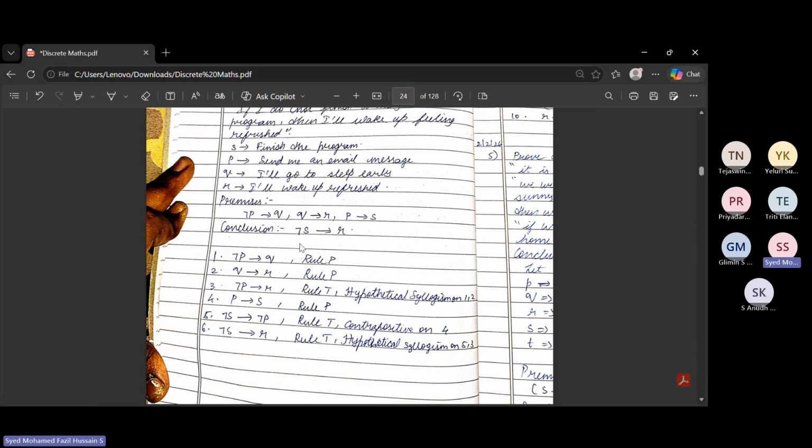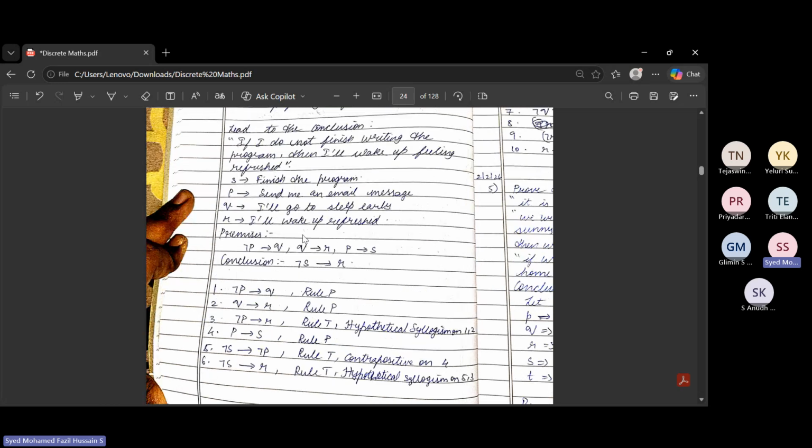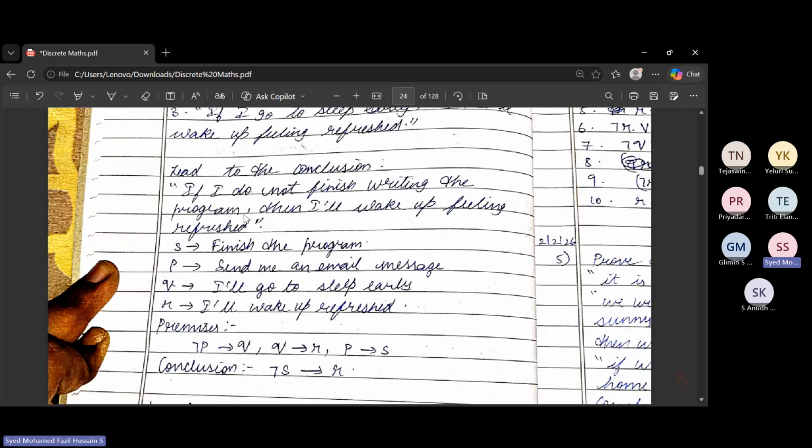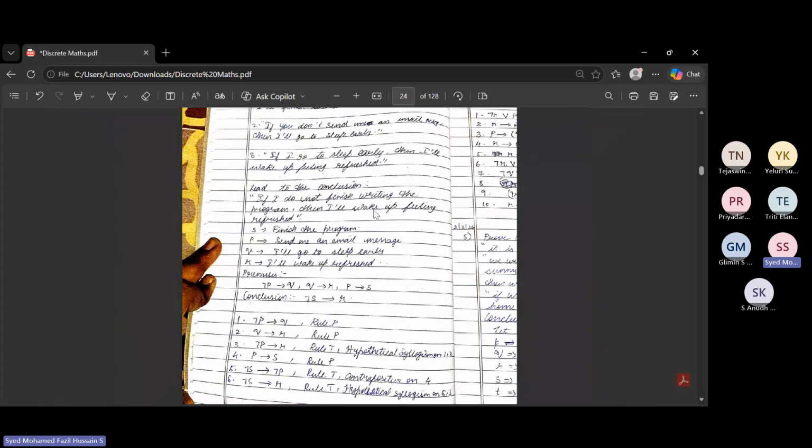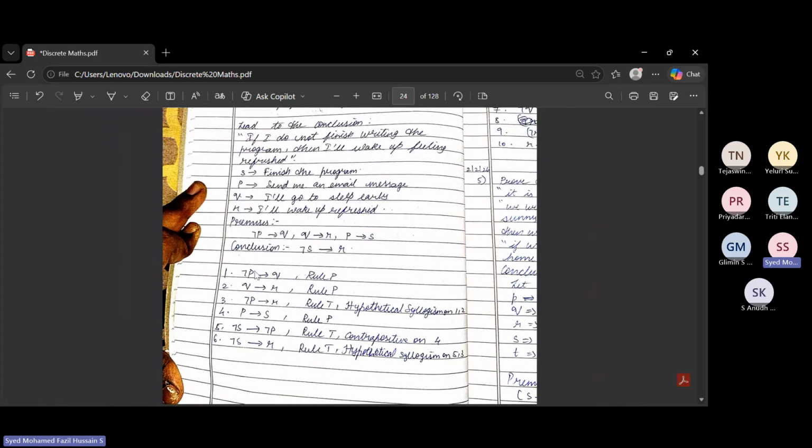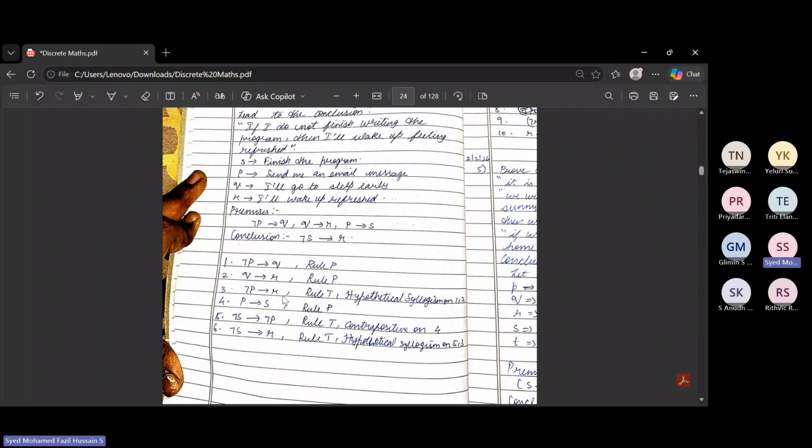Then in the conclusion, we have to find: if I do not finish the program. We are using rule P for the premises. From 1 and 2, we can use hypothetical syllogism, so we find that not P then R. And we are using rule P in the fourth step, so that not S is then not P.